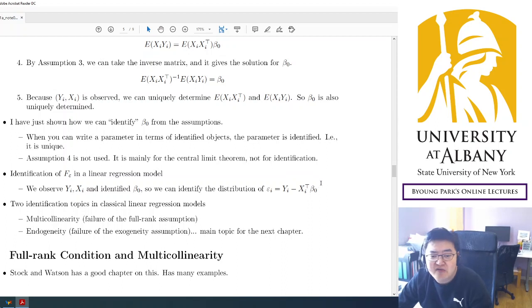So later, in the next lecture, I'm going to show you the two most popular examples of identification failure, right? Identification failure will help you better understand the identification concept.